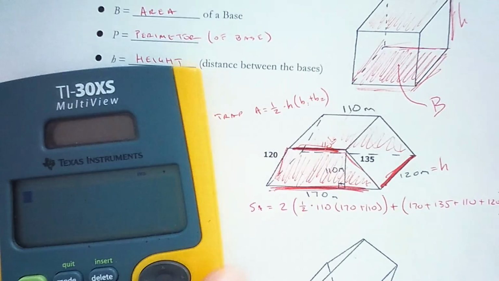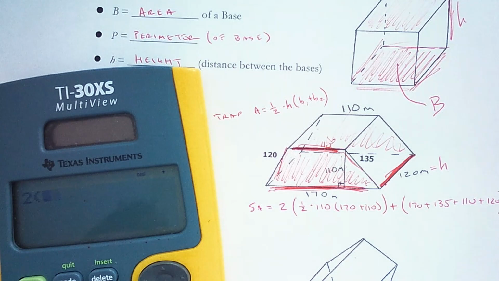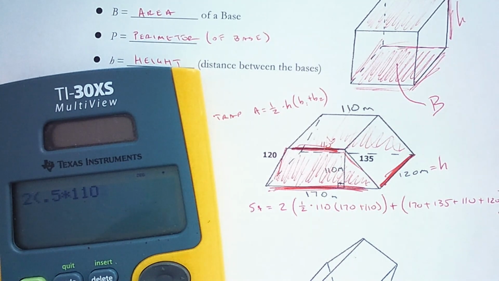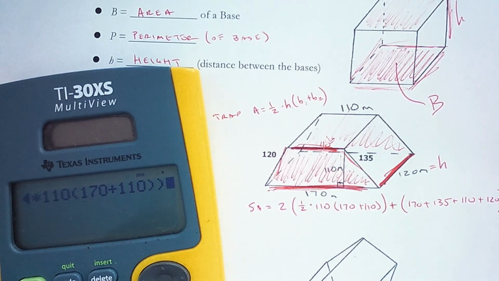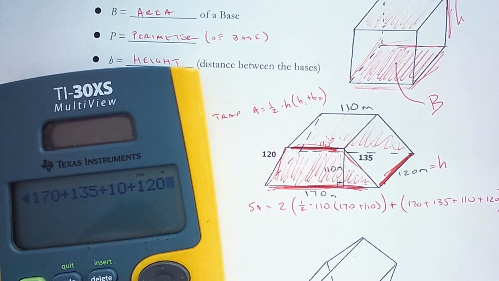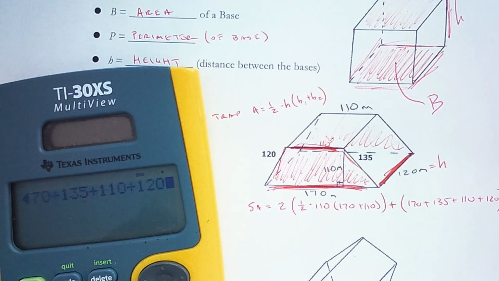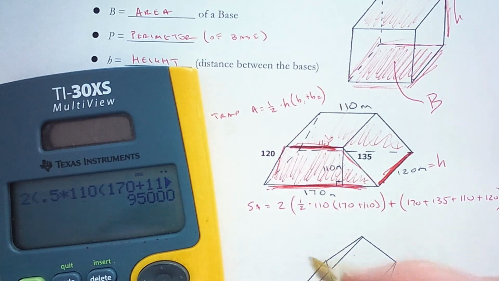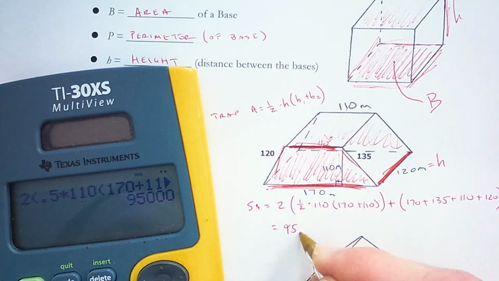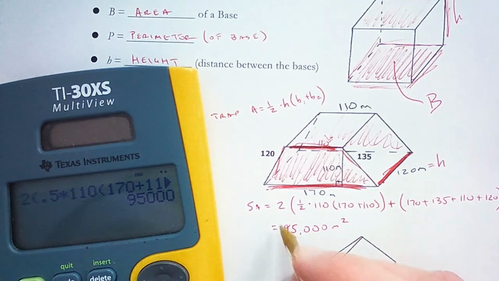So I'll put that in my calculator. So that's 2 times 1/2 times 110 times 170 plus 110, and I'll close both sets of parentheses, plus the perimeter, which is 170 plus 135 plus 110 plus 120, and I've just put 10 there. I gotta go back and make sure I fix that. So 110 plus 120 times the height, which is 120. And I get 95,000, so the surface area is 95,000 meters squared.